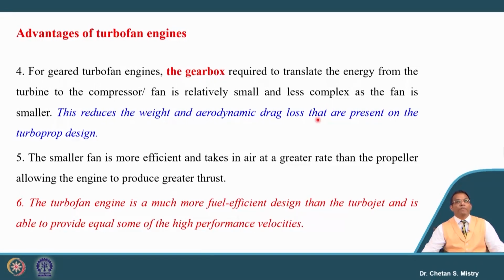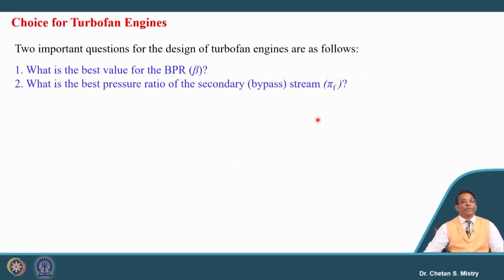The smaller fan is more efficient and takes in air at a greater rate than my propeller configuration, and that is what will lead to improved thrust. The turbofan engine is a much more efficient design compared to the turbojet, and it gives more benefit in terms of high performance velocities, and that is what has attracted attention towards the turbofan engine. So, these turbofan engines have so many benefits compared to our turbojet and turboprop engines.